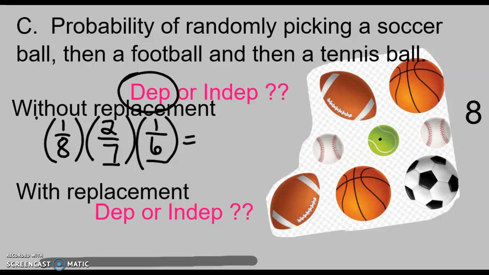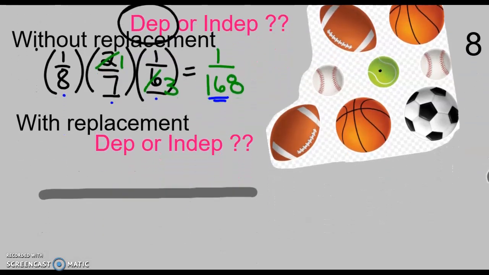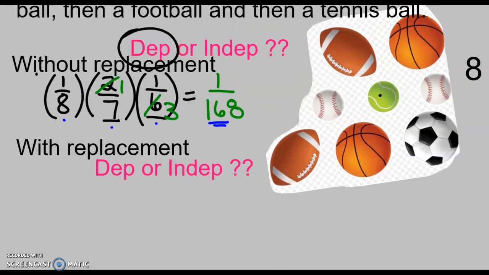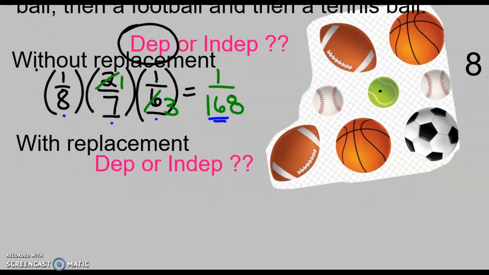Well, I do see something here I can simplify. And multiply across the top, multiply across the bottom. So I did 7 times 8 times 3, and got 168. Now let's see if that's different if I did put them back, if I did replace them. All right, so soccer ball first is still 1 out of 8.